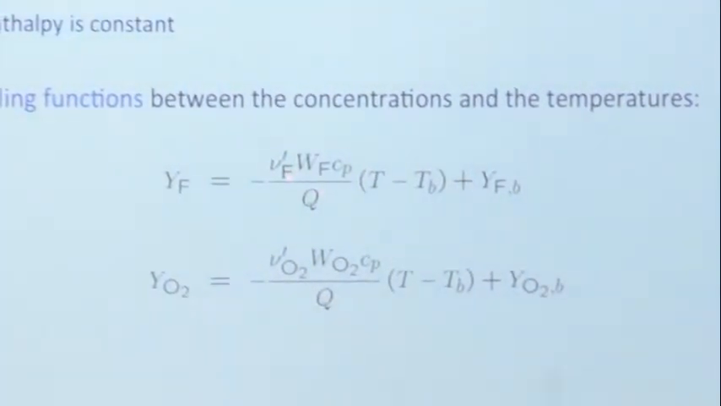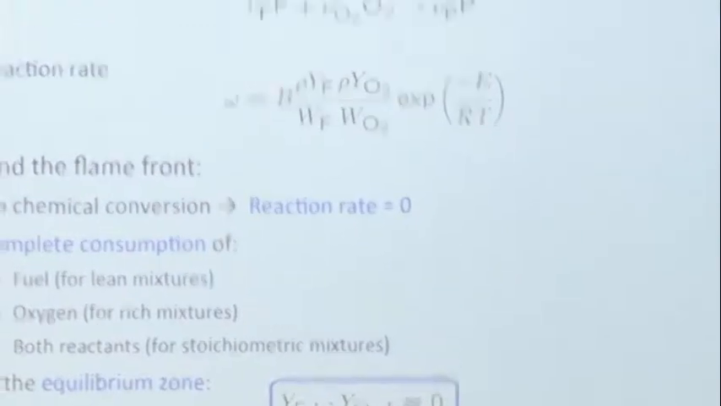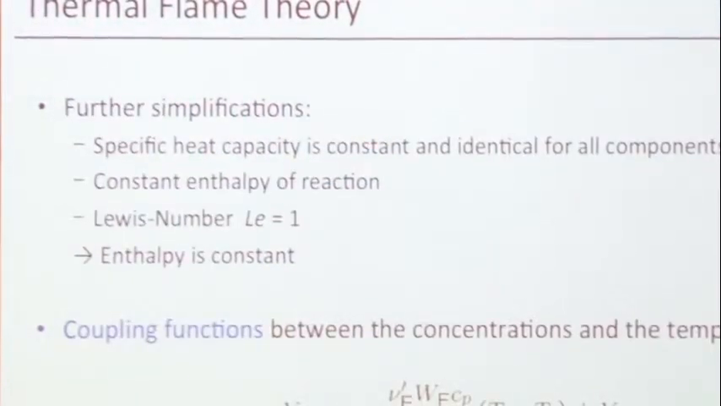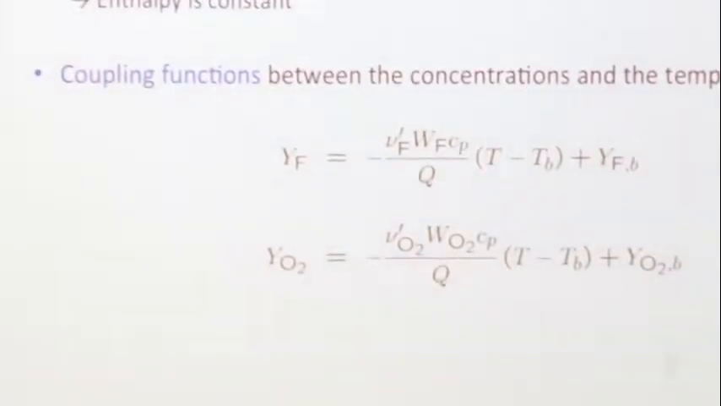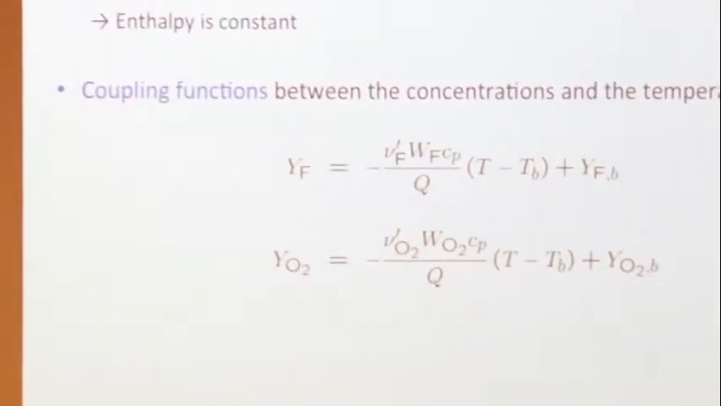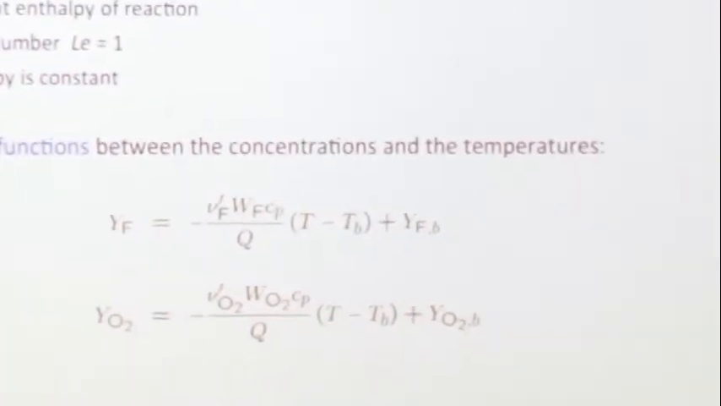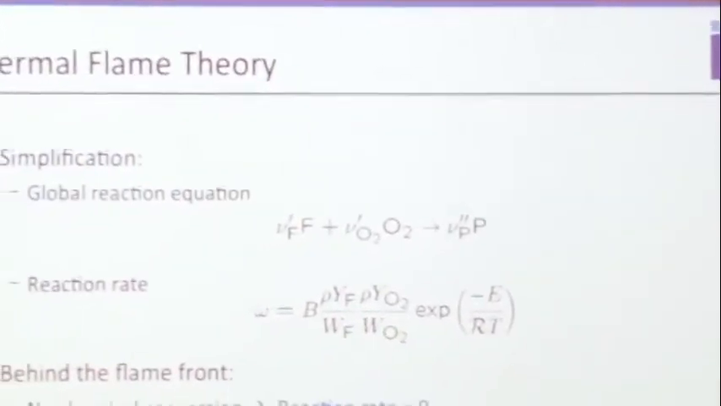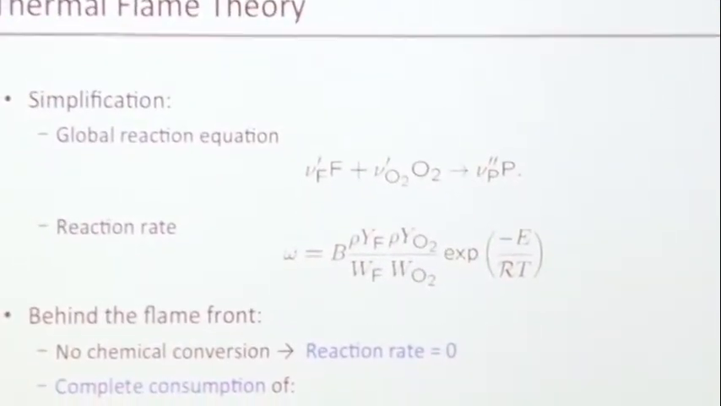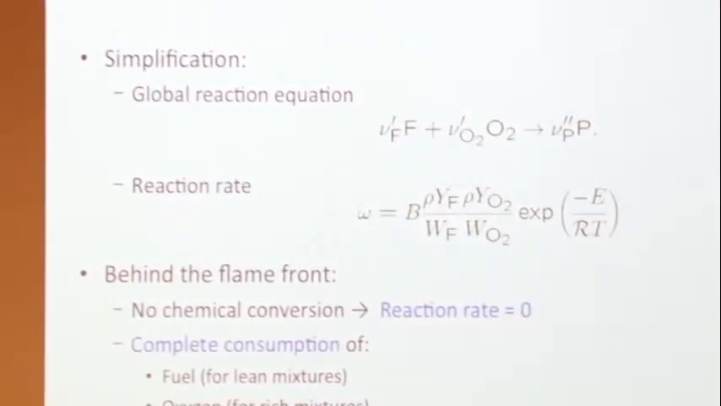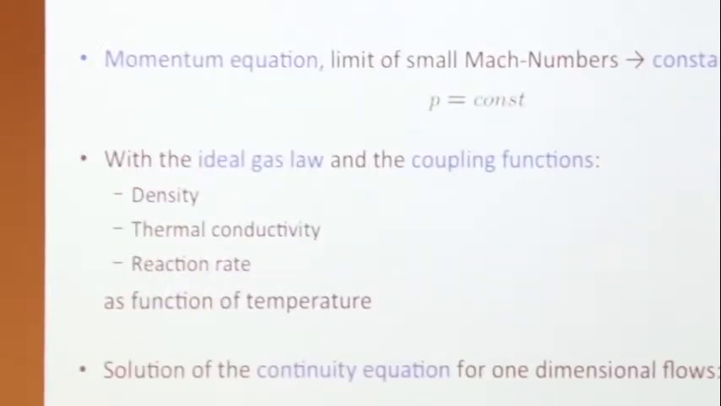This is very important because you see here I have 3 unknowns: Y fuel, Y oxygen, and temperature. In this reaction rate, I can replace Y_F by the temperature, and I can replace Y_O2 by the temperature. So if I plug this in here, I have something like B times some function of temperature times exponential of minus 1 over temperature. So there's only 1 unknown. I have 1 equation I need to solve, and the whole problem is solved.